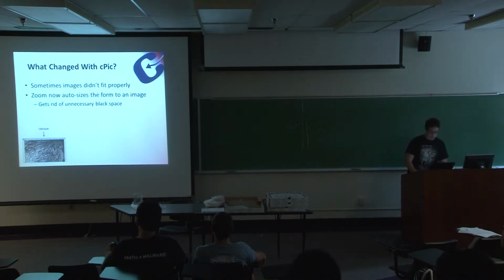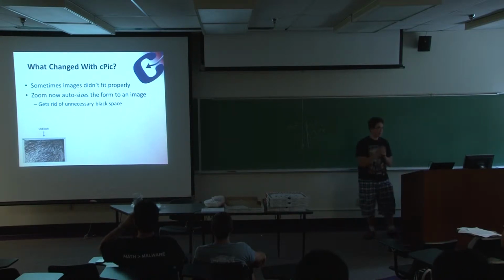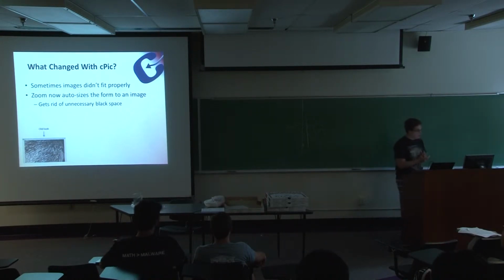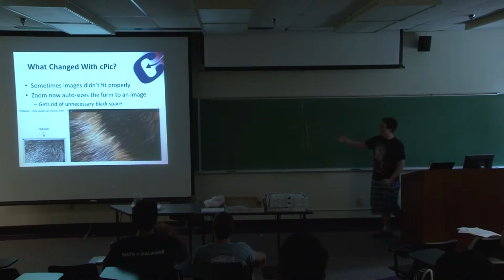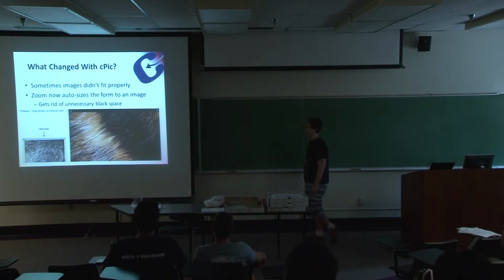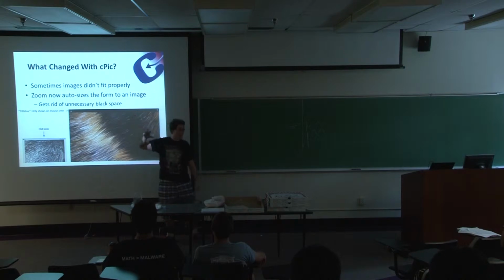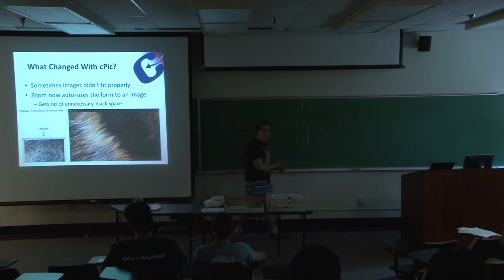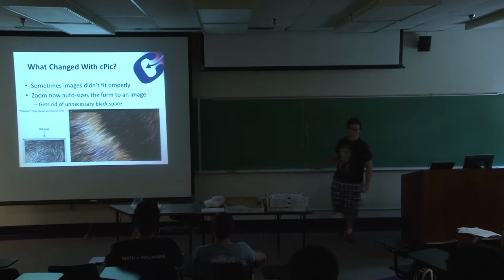Now, the Zoom image layout always auto-sizes the form to fit, because I figure if you're using Zoom, why would you want that black border? I couldn't come up with a good reason. So that gets rid of unnecessary black space. And so this is an idea of what the new CPIC looks like. This top little title bar only is there when you mouse over. Otherwise, you just have your picture. It's as clean as can be.